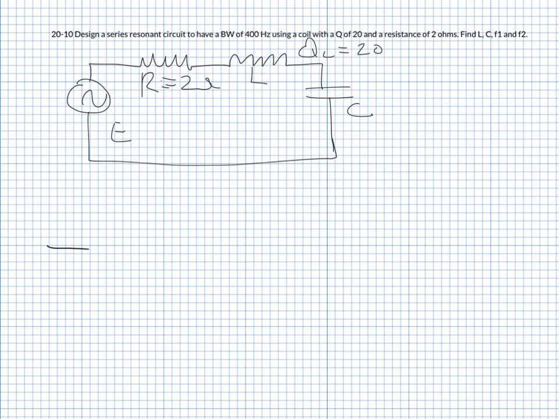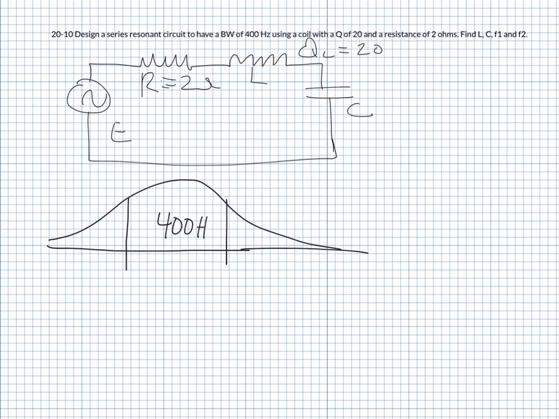All right, so we've got something that looks like this, and we're talking about a bandwidth of 400 hertz. So that's from here to here. This is our F1. This is our F2. Okay, and we're looking for the capacitance of the capacitor, the inductance of the inductor, and we're looking for F1 and F2 here. So, what are we going to do first?